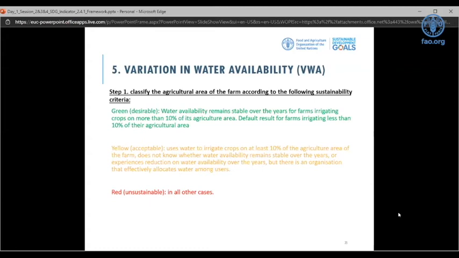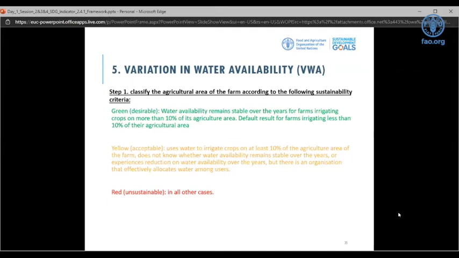So how are the thresholds for this particular sub-indicator framed? The holding is classified as green if water availability remains stable over the years for the farms irrigating crops on more than 10% of its agriculture land area. The farm will also be automatically classified as green if it is irrigating less than 10% of its agriculture land area.